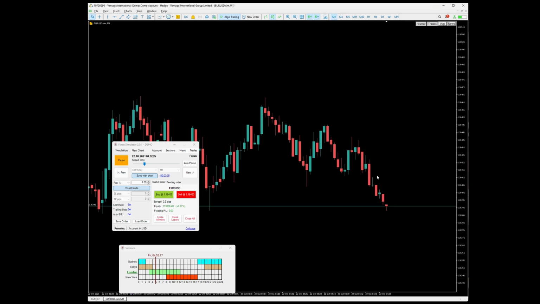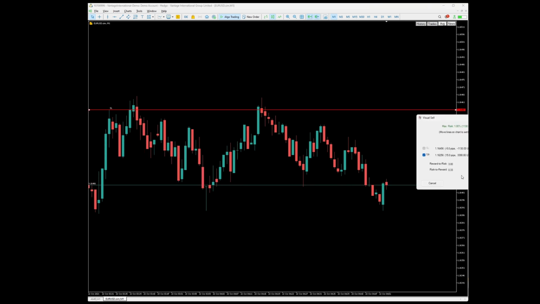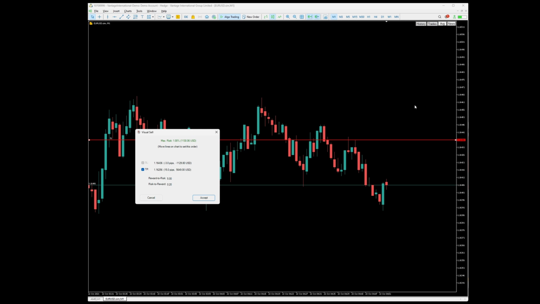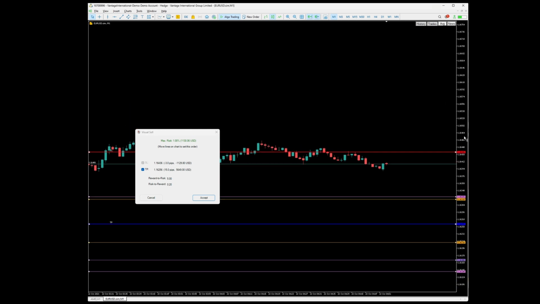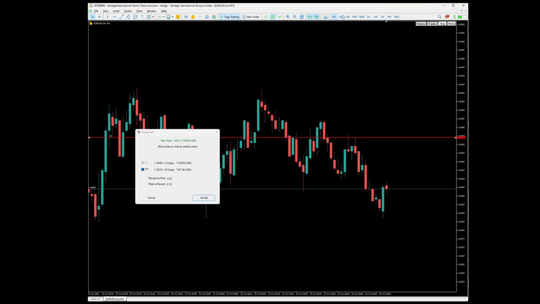And I would say that this would be my entry point right here. Pause right there. Sell. Target, I'll put it here. It's a 3 pip stop loss. Come on. Asian low. 6R.